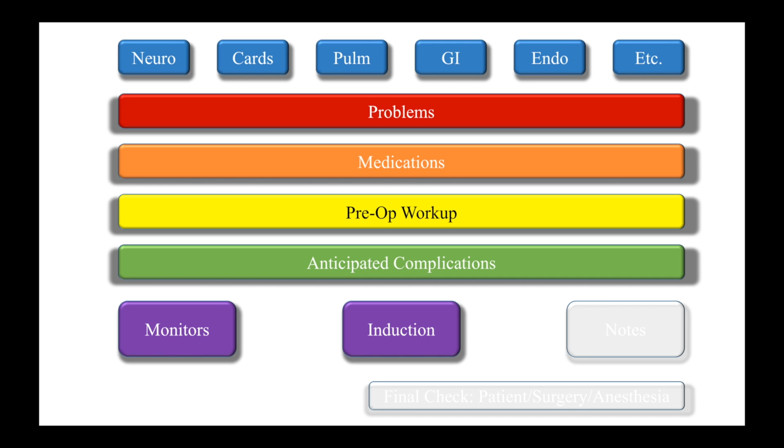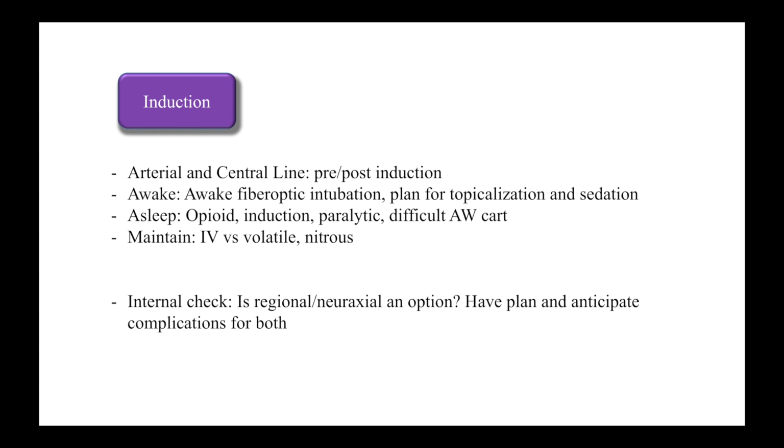Now we'll think through how we will induce this patient. In this section, I think through whether the arterial and central lines have to be placed pre or post-induction, if I am going to intubate this patient awake and what my plan is for topicalization and sedation, or if I'm going to intubate her asleep, if I'm going to use an RSI, which opioids, induction agents, and paralytic agents I'm going to choose, and what technique I'm going to use if I should run into a difficult airway.